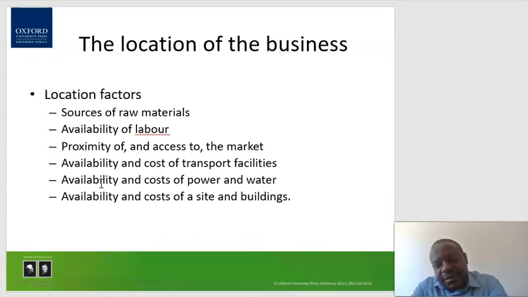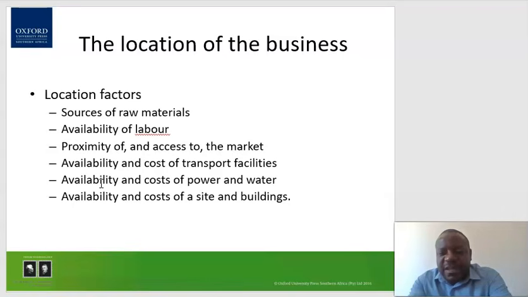Availability of labor. If you locate your business where you're thinking, how easy is it for people to actually come and work there? Shouldn't you locate closer to where people are? Then proximity and access to the market. Depending also on the products, it's usually good to locate closer to the market, where you will be able to reach your market, the people that are willing and able to use your products and your services.